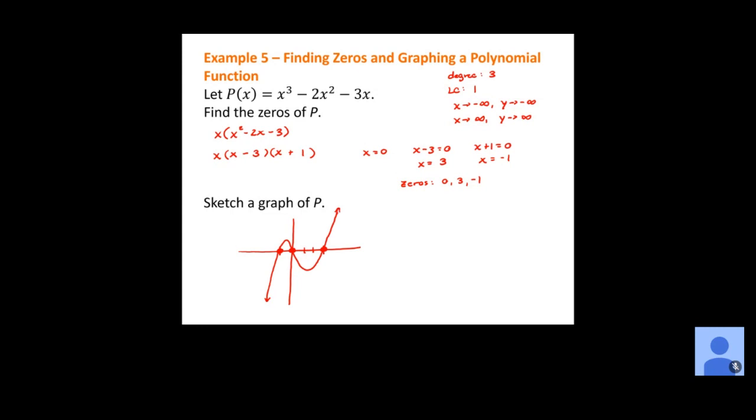Again, I still don't know exactly how high or low the graph goes, right? We're going to get to that point. But for right now, as long as you can recognize which direction the ends are going and where it crosses the x-axis, that gives us a lot of good information about what the graph's going to look like. Any questions on that one now?